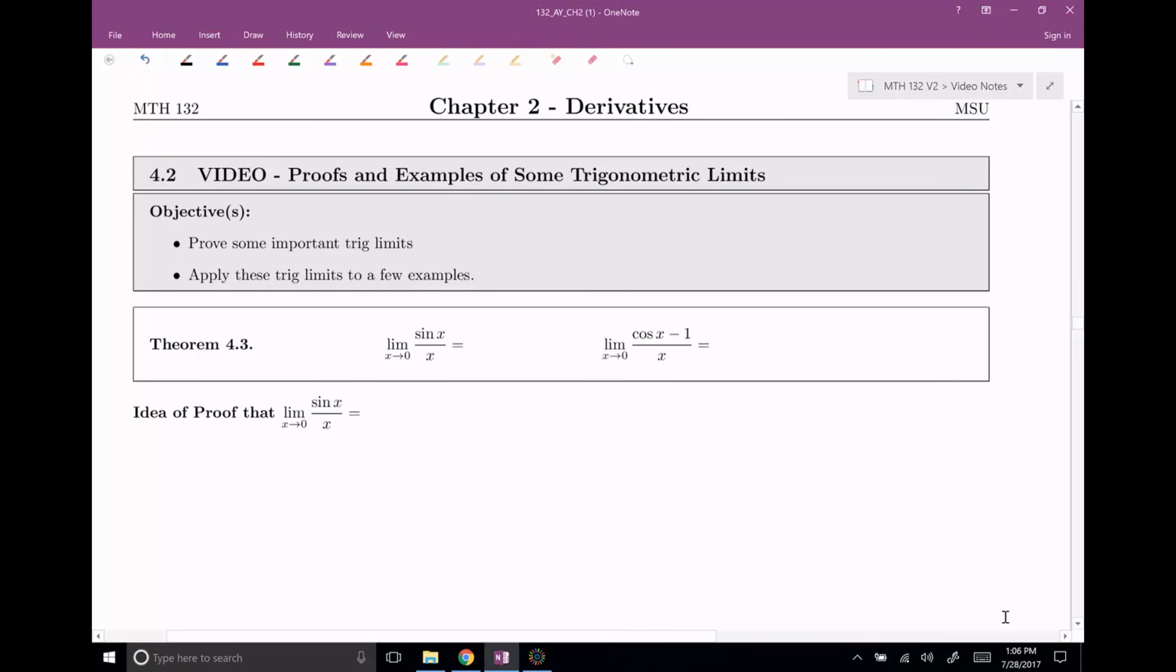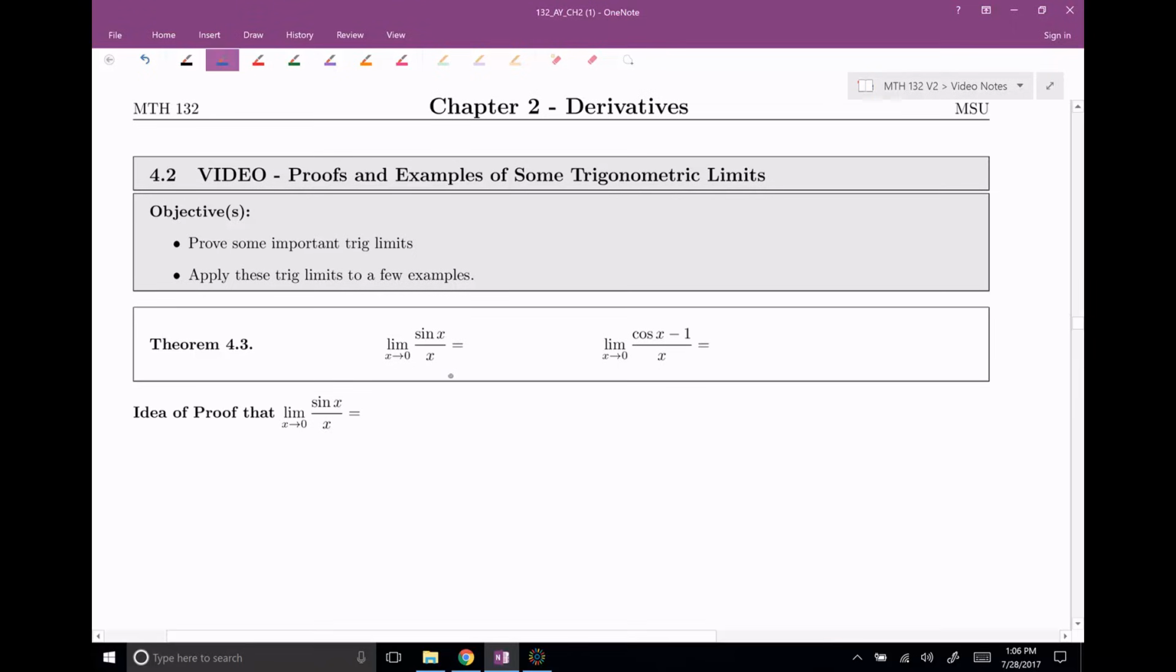Welcome back everyone to our second video here in section number 4. Here we're going to be interested in trig limits, right? In our first video, as we were taking the derivative, as we were figuring out the rate of change for sine, we came across some interesting trig limits.